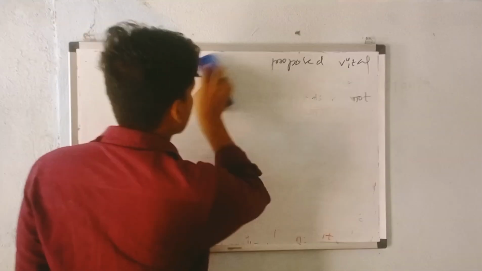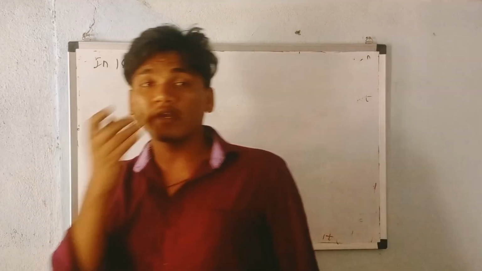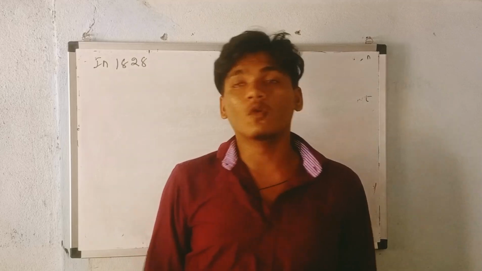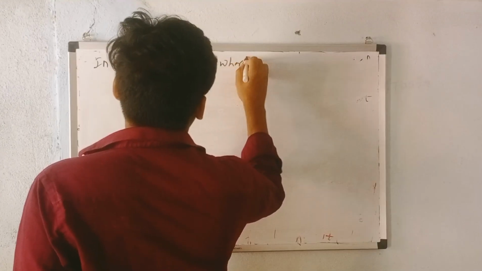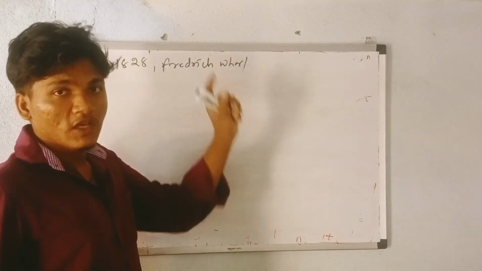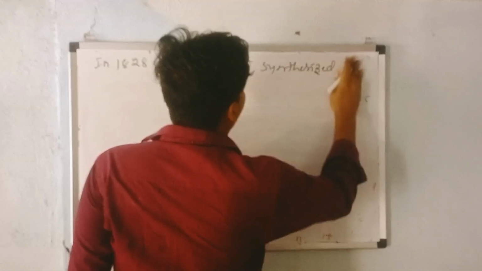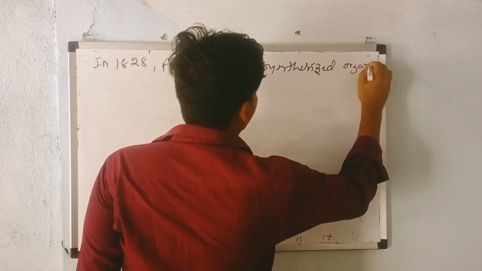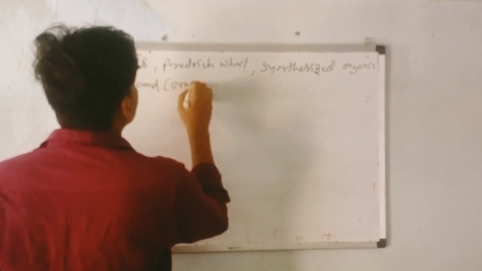Now, the scientist in 1828. In NCERT, the scientist's name is also given, and everything given in this NCERT is very important. In 1828, the scientist named Friedrich Wöhler prepared or synthesized an organic compound. The organic compound is urea.